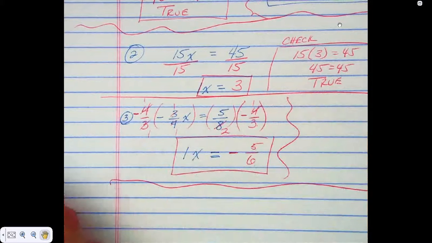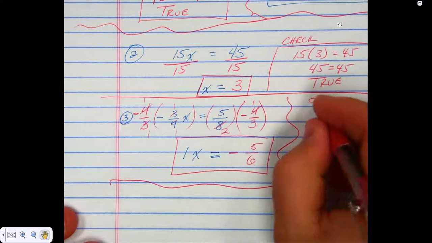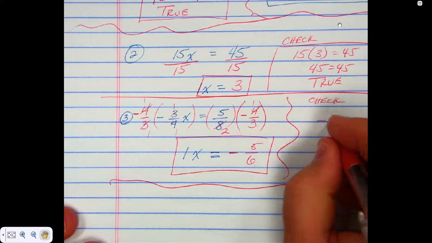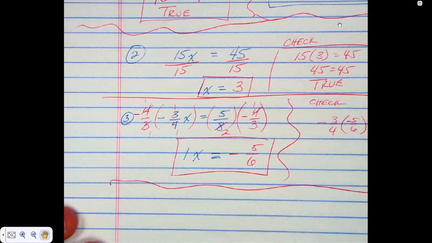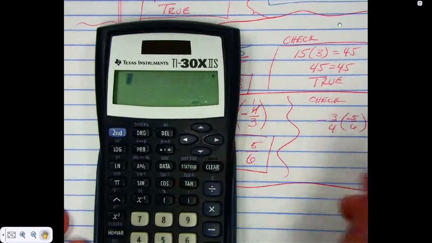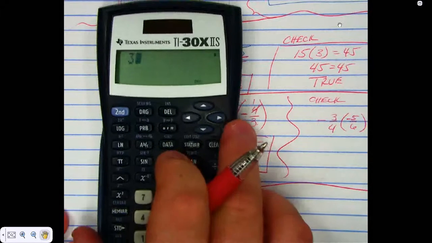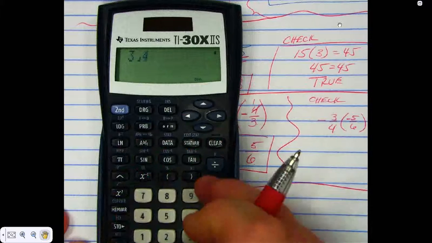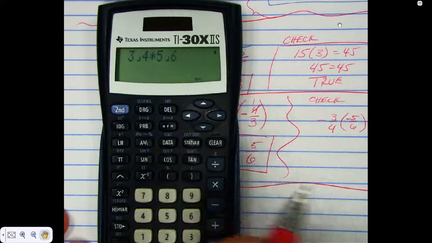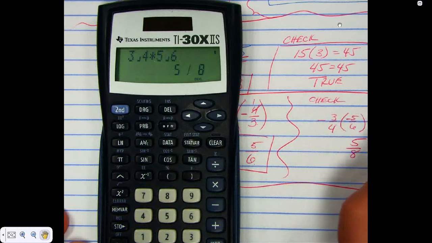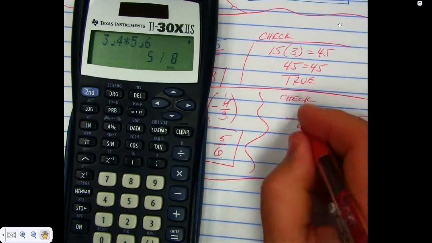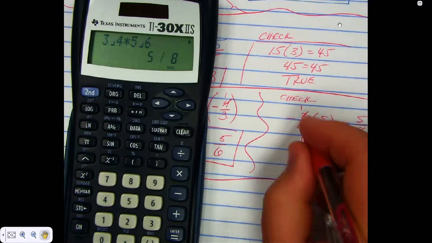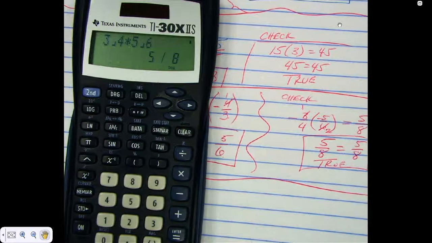Now, your check. What are you going to do for your check? I'm going to put -5/6 back in, so I have -3/4 times -5/6 is equal to 5/8. First, what's a negative times a negative? Positive. So 3 ABC 4 times 5 ABC 6 equals. What kind of statement is that? True statement. If you're having to do this by hand, 3 goes into that one time, 4 goes into that 2 times. 2 times 4 is 8. 5 times 1 is 5. Negative times negative is a positive. Okay?